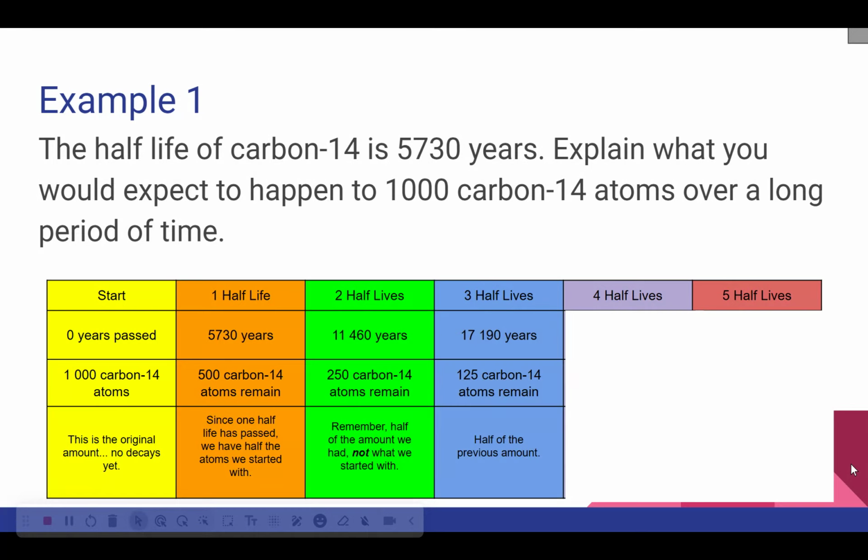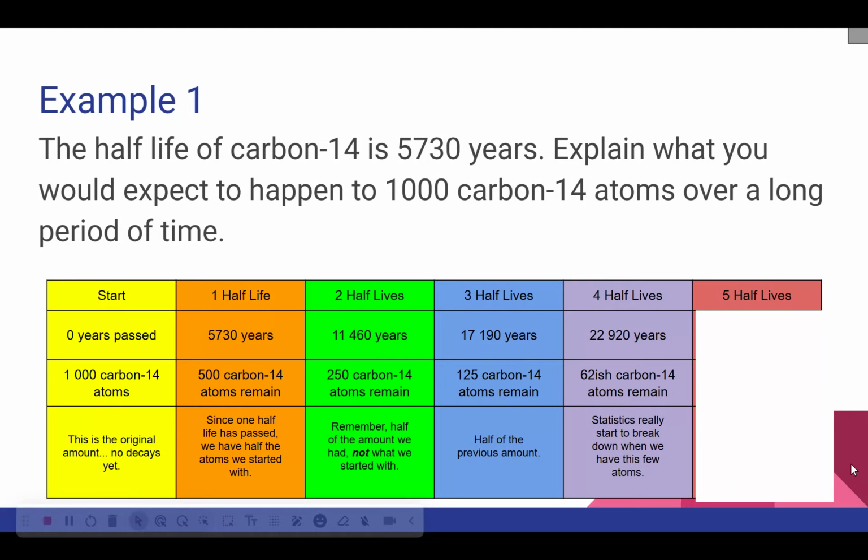After 3 half-lives, a total of 17,190 years, we took the 250 from 2 half-lives passing, divided by 2, and got 125, half of the previous amount. At 4 half-lives, this is where things kind of start to break down, because I do have to admit that a sample of 1,000 atoms really isn't that much. I think about something that's just sitting on a table in front of me. We have to count the number of atoms using something like Avogadro's number, for those of you that play around in chemistry a bit. So these numbers are actually very, very small.